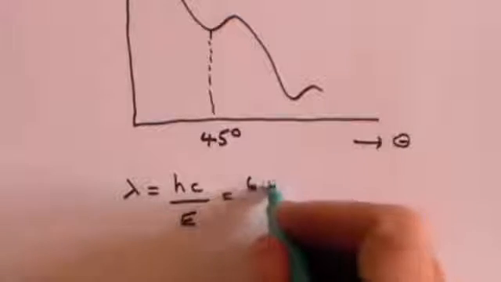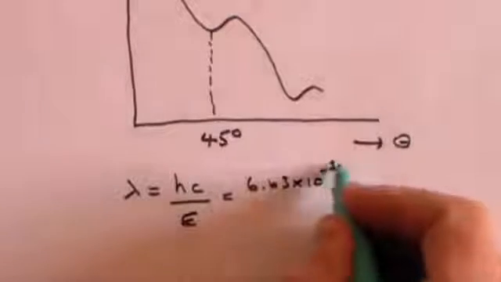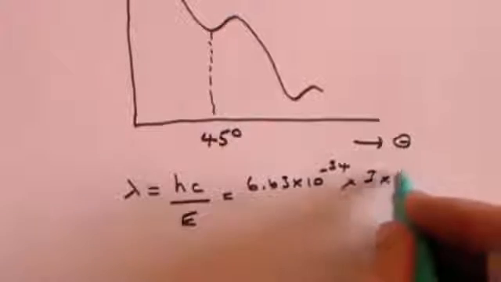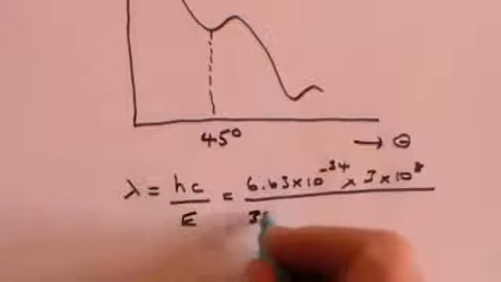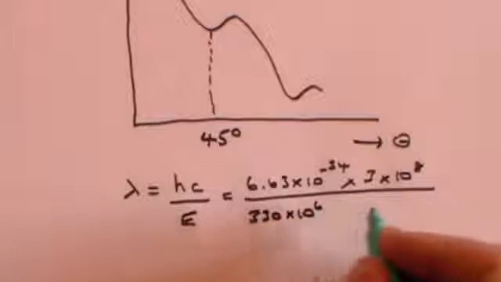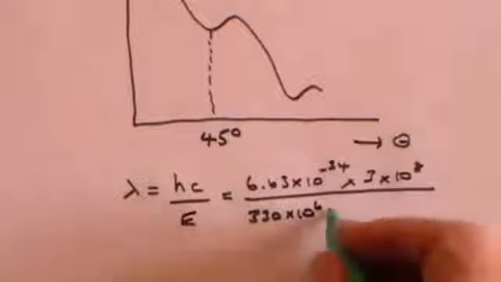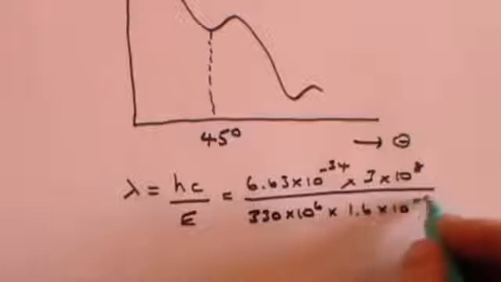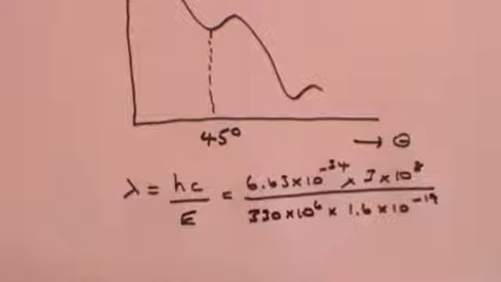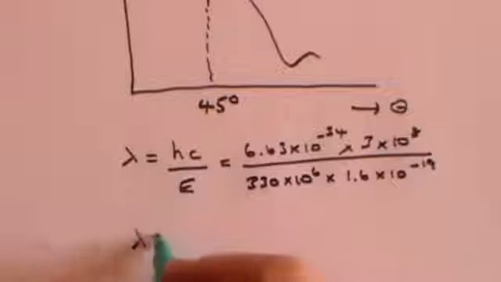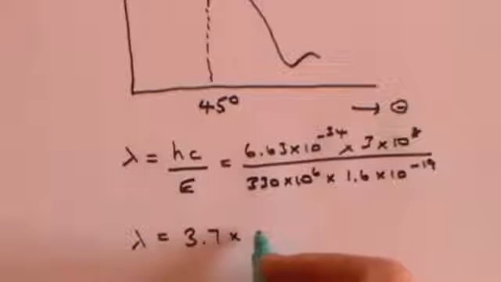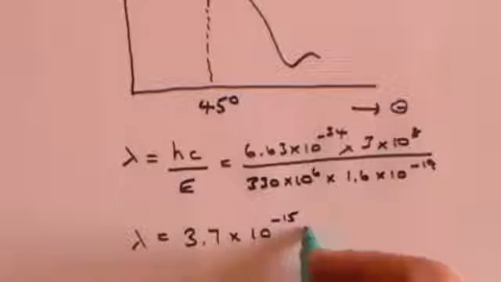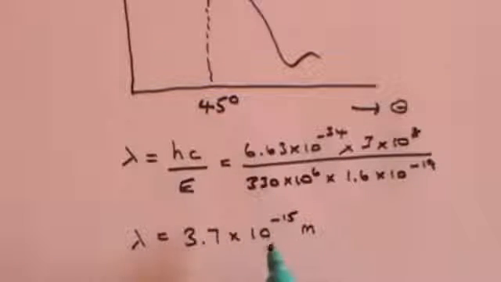Well, Planck's constant, 6.63 times 10 to the minus 34. Speed of light, 3 times 10 to the 8th, divided by the energy, which you'll remember was 330 MeV. So we have to multiply by 10 to the 6 to get it into eV, and then by 1.6 times 10 to the minus 19 to get it into joules. And if you do all of that, you should find that lambda, the wavelength of the electron beam, is 3.7 times 10 to the minus 15 meters. So it's of the right order. It's small enough to interact with the nucleus.